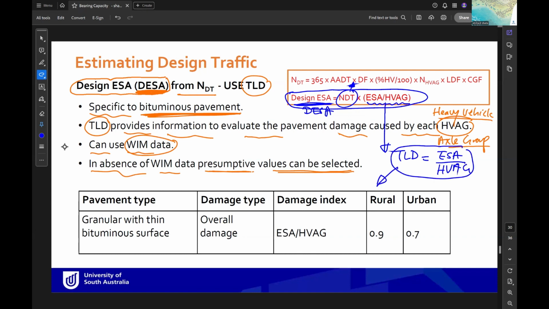Okay, this parameter is given in this table for the granular with thin bituminous surface pavement. The damage type is overall damage. The damage index is ESA over HVAG, or TLD. This factor can be taken as 0.9 for rural roads or rural pavement roads and 0.7 for urban roads.